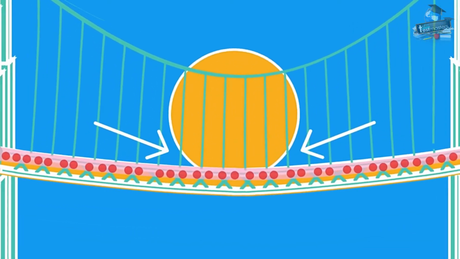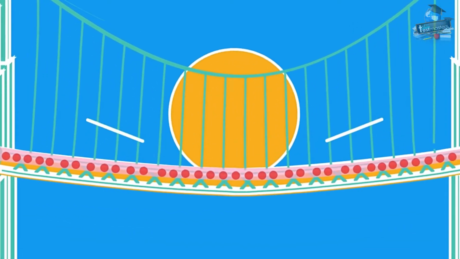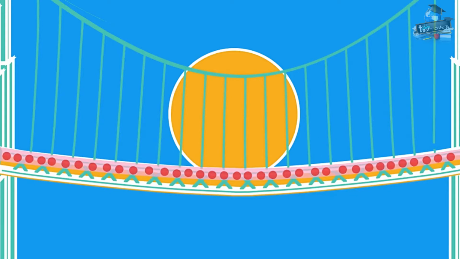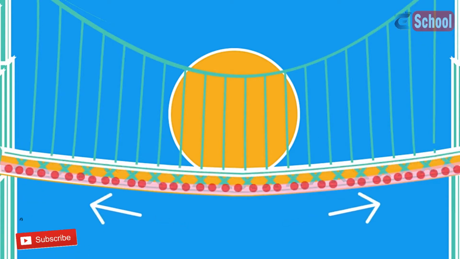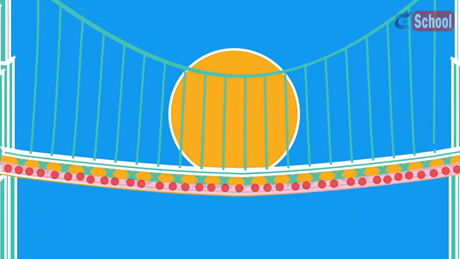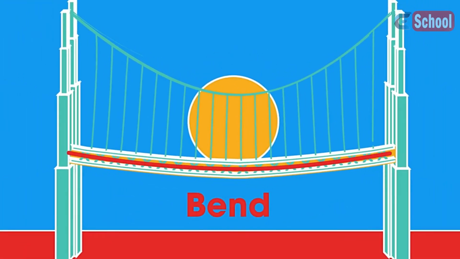In compression, the particles making up the material are pushed very slightly closer together. But mainly, it's the side under tension, where the particles making the material are pulled slightly further apart, that allows the plank to bend.